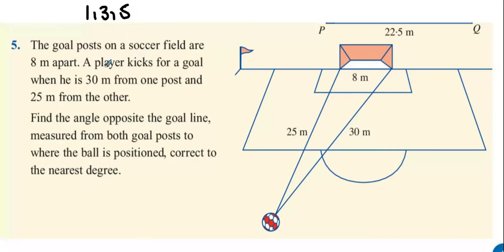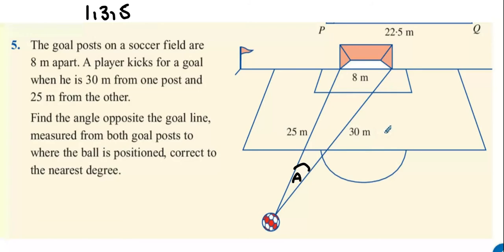Now, a goal post on a soccer field are 80 meters apart. The player kicks for goal when he is 30 meters from one post and 25 meters away from the other post. Find the angle opposite the goal line measured from both goal posts to where the ball is positioned, correct to the nearest degree. It's an angle question, and we're going to call this angle A.